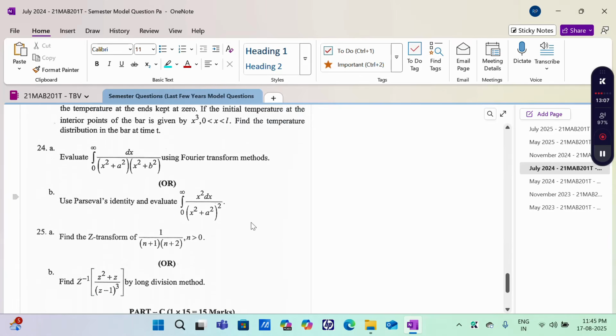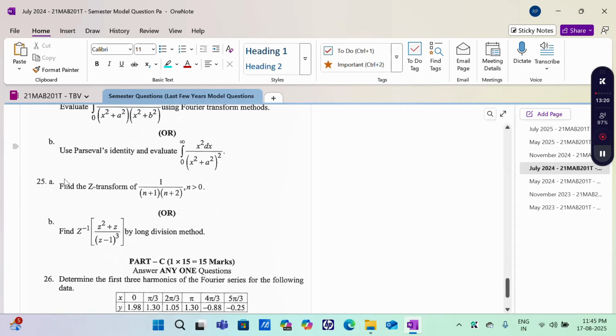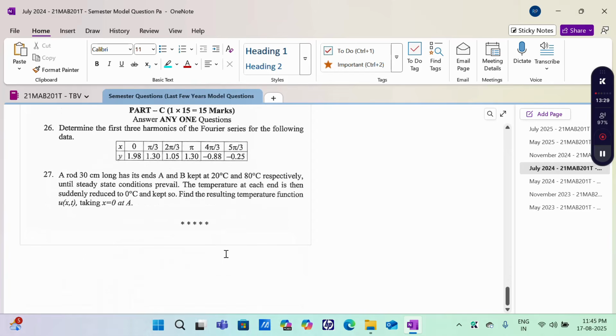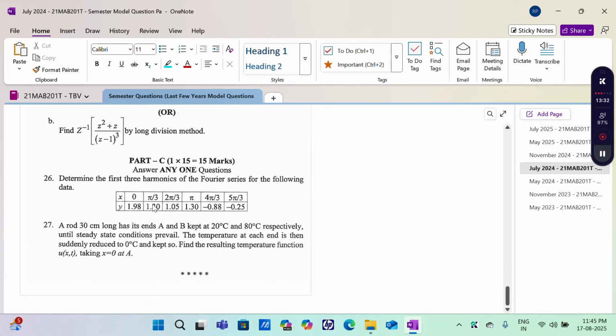Unit 4, Fourier transform. Now this is a Fourier transform type of problem using the Fourier transform technique, and our choice is a partial identity related problem, Fourier transform, Unit 4. And Unit 5, Z transform. So when the function of x n is given, find the Z transform. Our choice is Z inverse transform using the long division method. And Part C, given, write any one. So one question is a harmonic analysis, another question is a temperature, one dimensional heat equation type of problem, but with non-zero temperature.